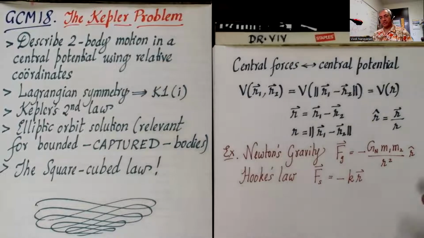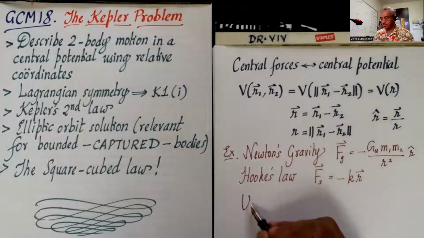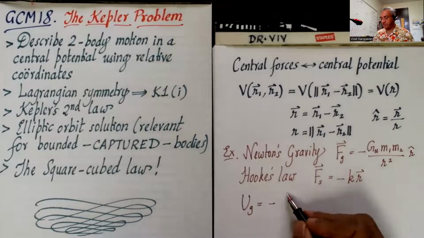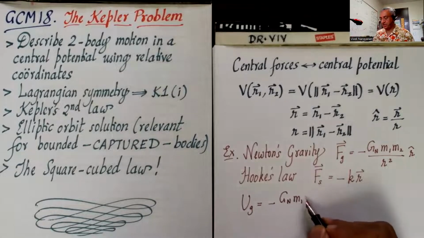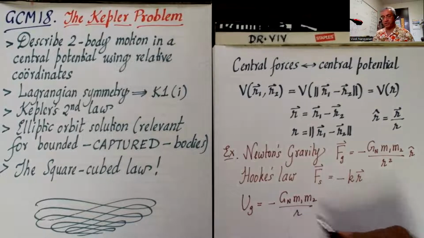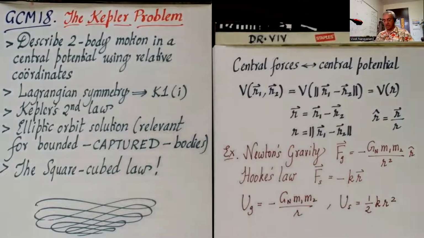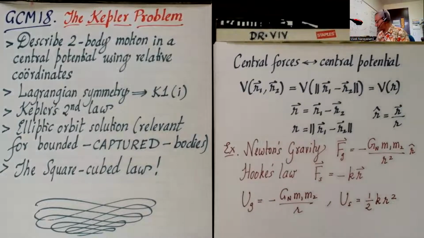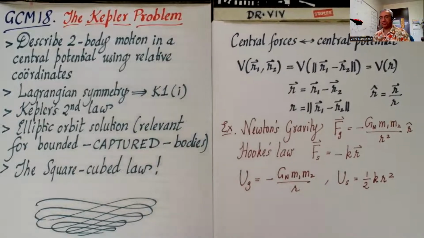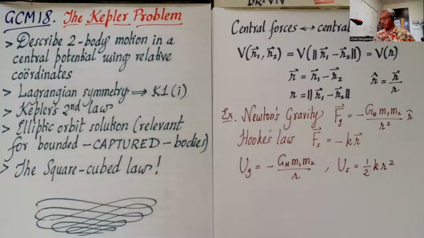These are central forces, and the corresponding potentials can be immediately got. So the gravitational potential is just negative G Newton m1 m2 over r, and the Hooke's law potential is just 1/2 k r squared. So these are the two relevant examples of central forces and central potentials. Now let us go to set up the Lagrangian.